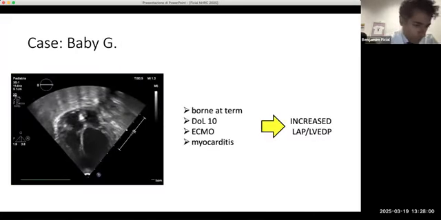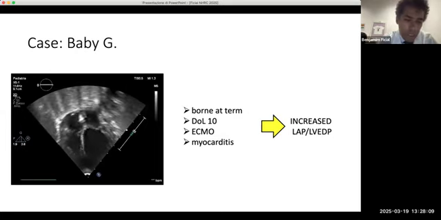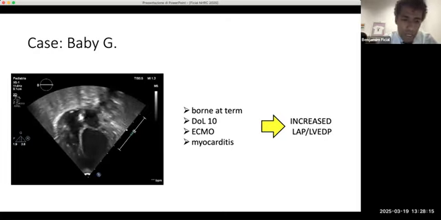Instead, this baby was born at term. At 10 days of life, her parents noticed she was unwell, pale, lethargic. So she was admitted to the unit in shock with a working diagnosis of myocarditis. And she was put on ECMO, VA ECMO support.